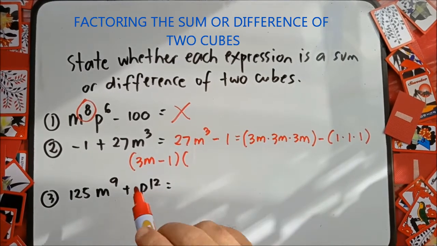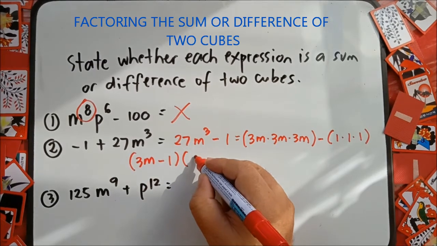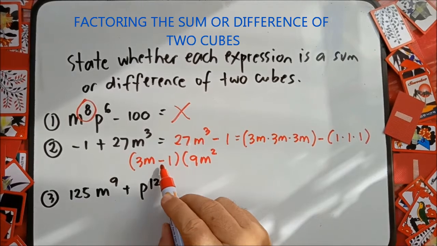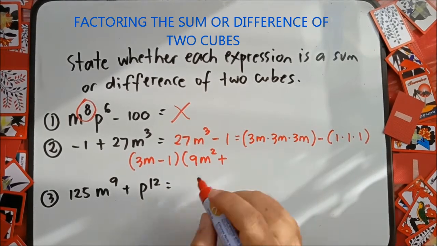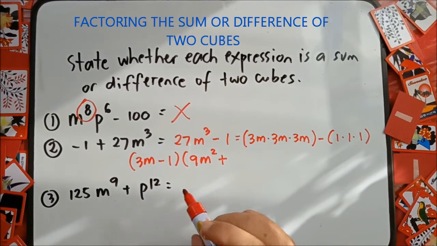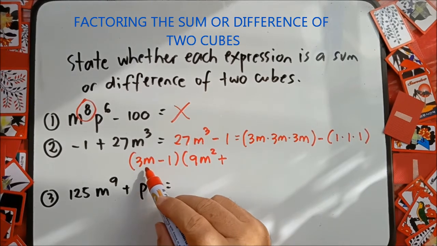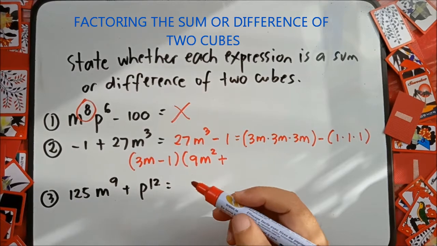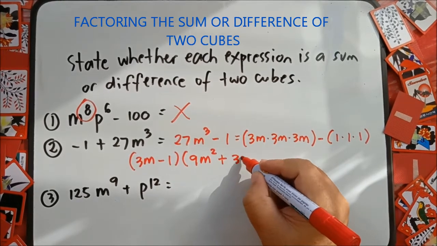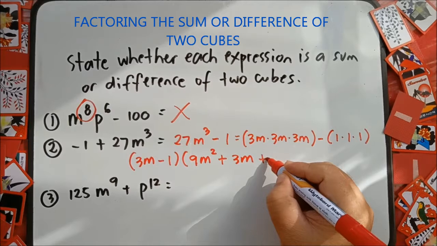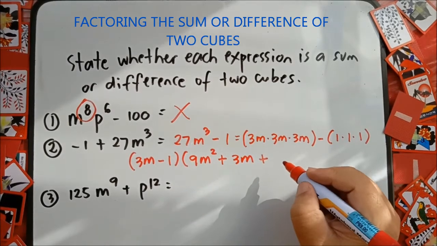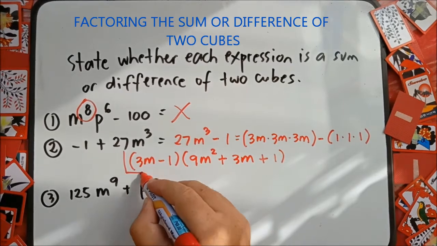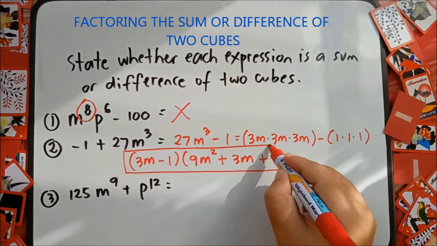Your trinomial, you have to square the first term. 3 times 3 is 9, m times m is m squared. Now, since this is negative, the middle term must be positive. Then, you have to multiply. 3m times negative 1 is negative 3m. Ano ang kabaligtaran noon? Positive 3m. Now, we have to square 1. So, this will become 1 again. So, this will be your final answer.